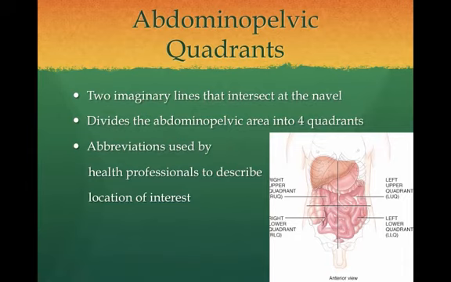These quadrants include the right upper quadrant, or RUQ, the right lower quadrant, or RLQ, the left upper quadrant, or LUQ, and the left lower quadrant, or LLQ. Keep in mind that the right or left describes the side of the person you are looking at, and not your own right or left as the observer.